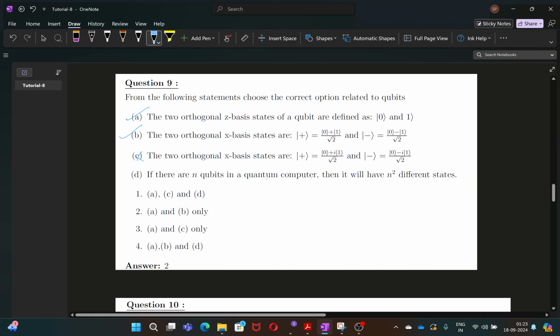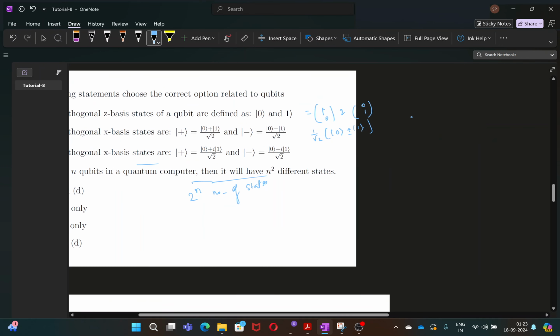Then D says that if there are n qubits in a quantum computer, then it will have n square different states. This is also not correct, because I already told you in an earlier question that for n qubits there will be 2 to the power n number of states. This is also wrong. And z basis states are |0> and |1>, defined as (1, 0) and (0, 1). And x basis states are defined with 1 by root 2 as the normalization factor, then |0> plus |1>, and |0> minus |1>. And this one with i is not the x basis state.